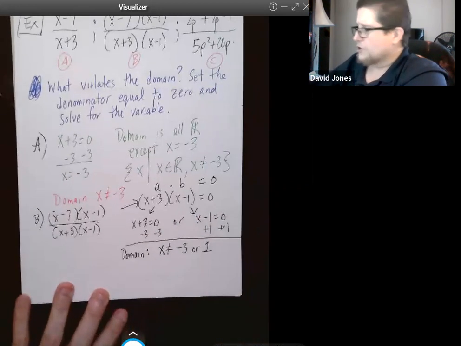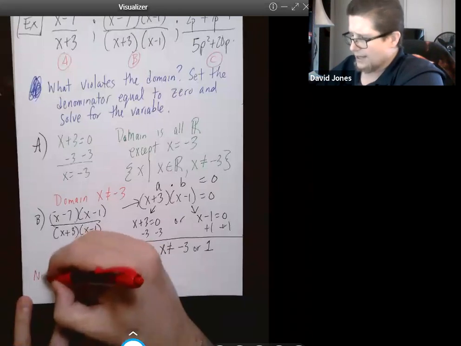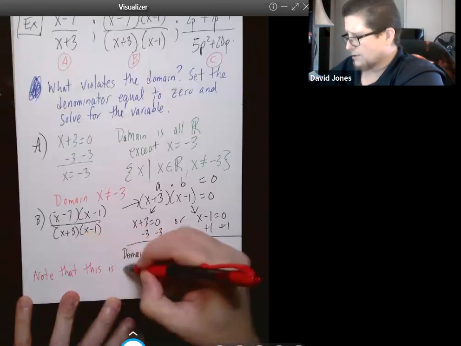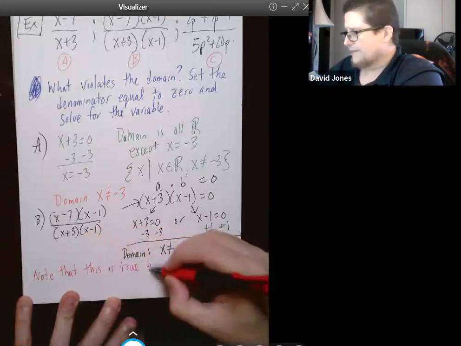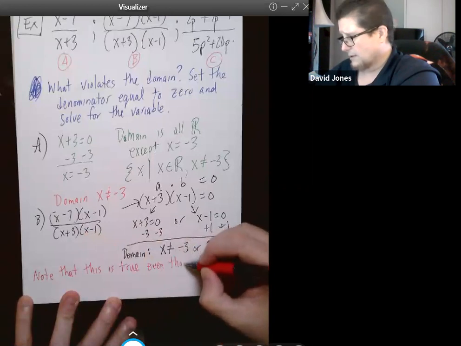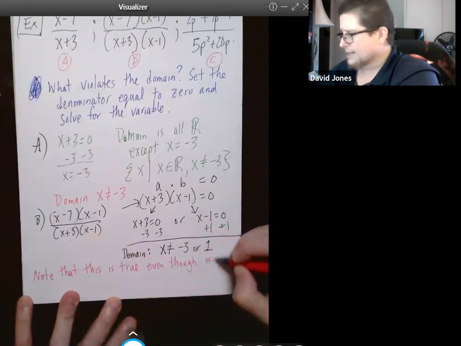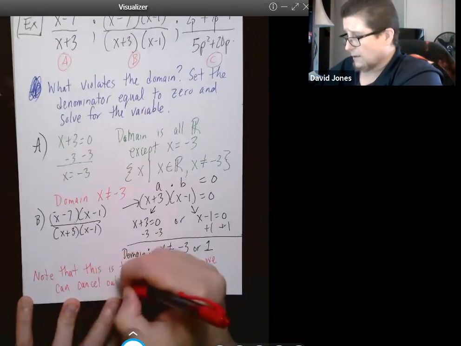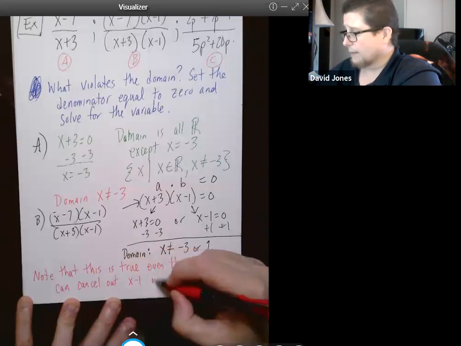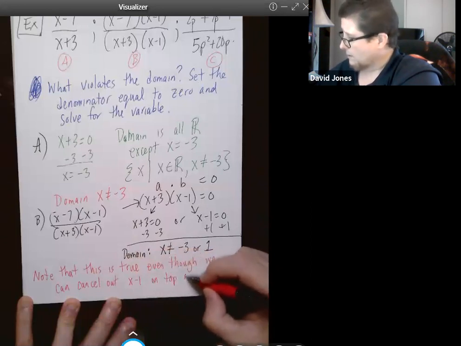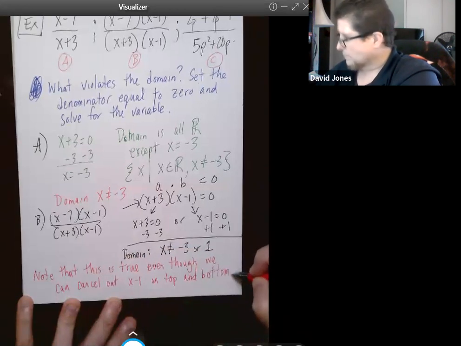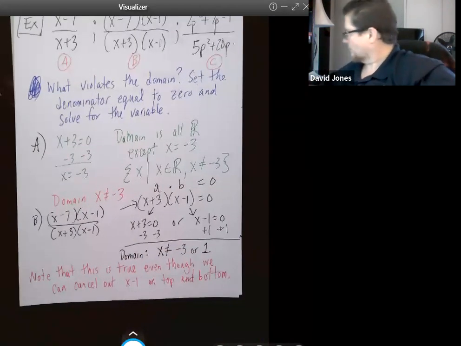And I want you to note that this is true, even though we can cancel out x minus 1 on top and bottom. And I'll pause, let you finish writing it down.